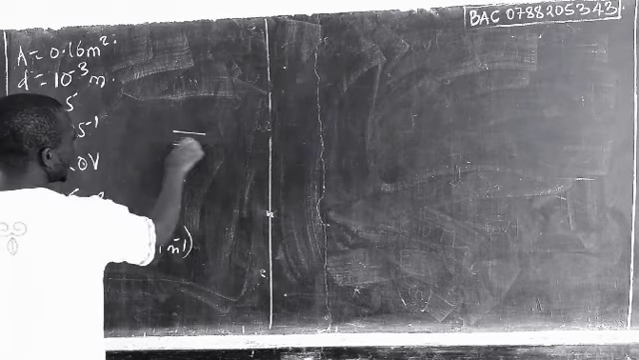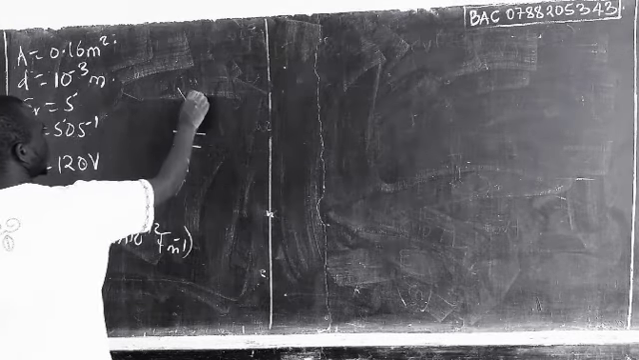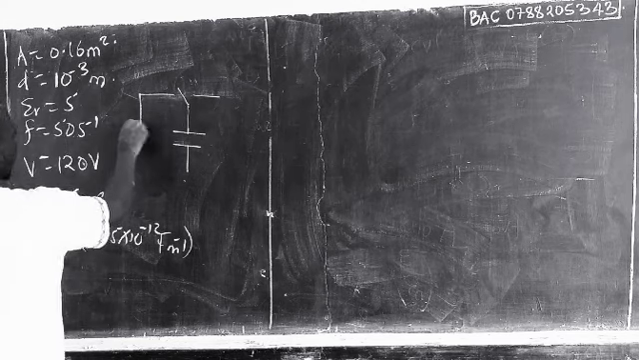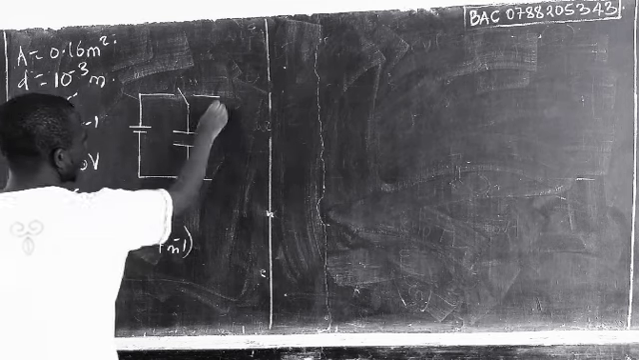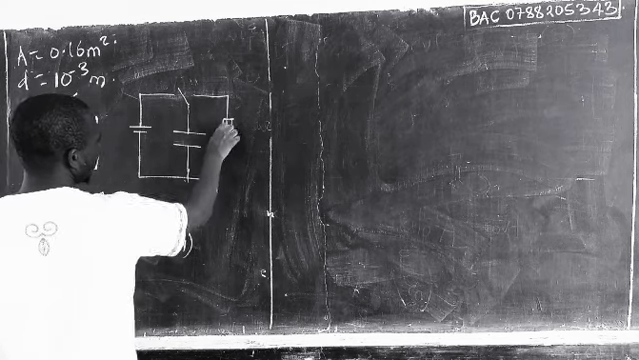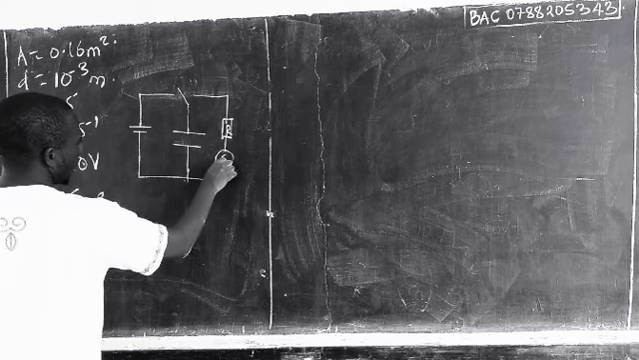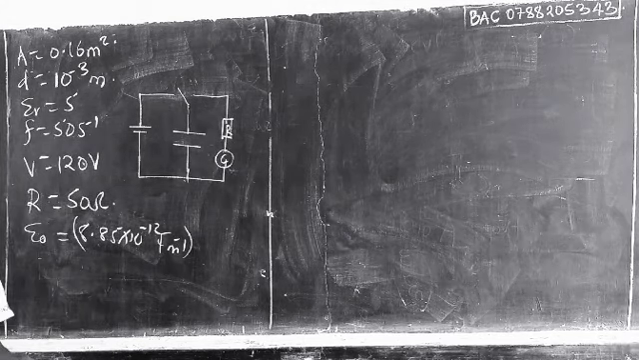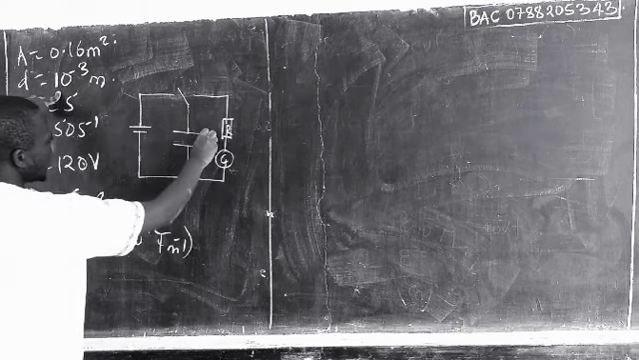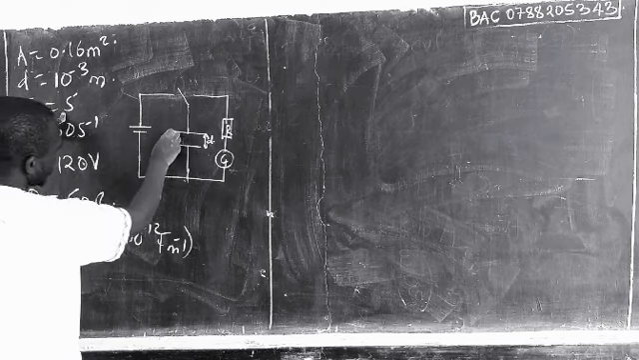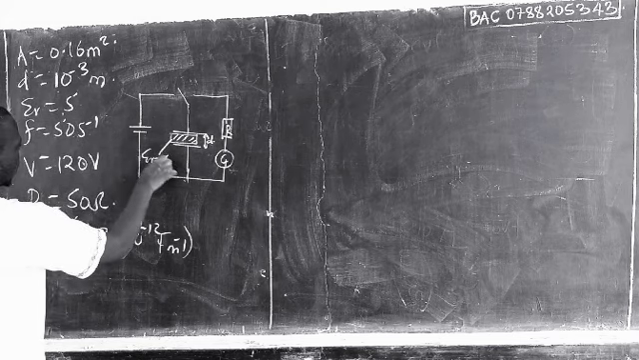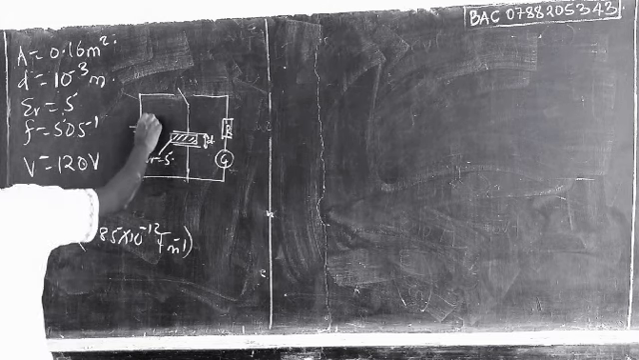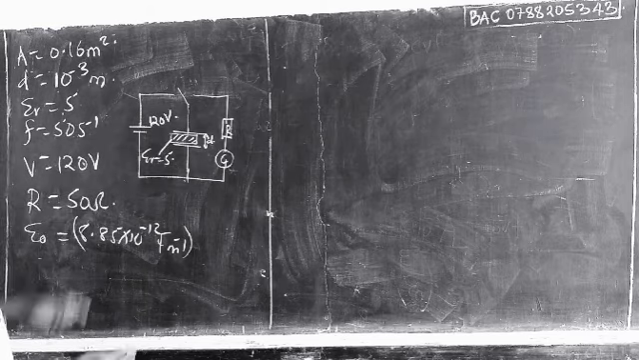We have a capacitor which is being charged. We have the V source, then we have a resistor here, and then we have a galvanometer here that records. So we are told that area is this. The distance between the capacitor plates is given, that D. Then they say they have placed a dielectric here of constant 5. This is 120 volts and so on.